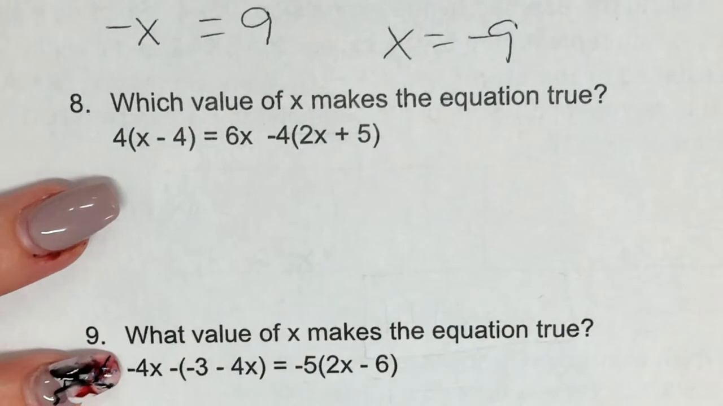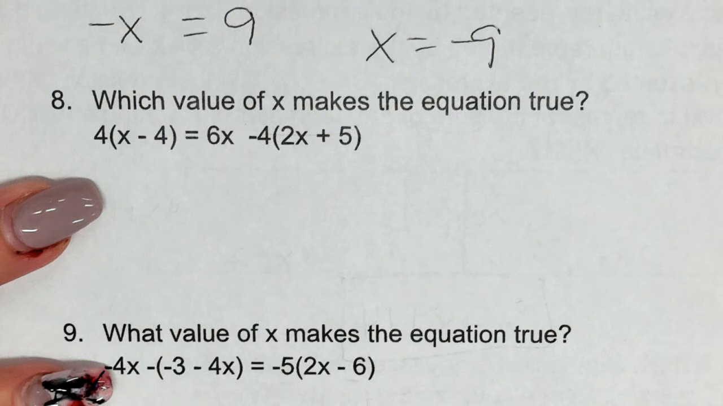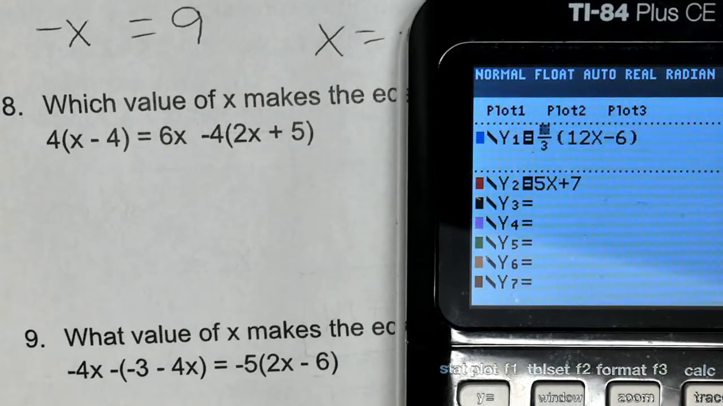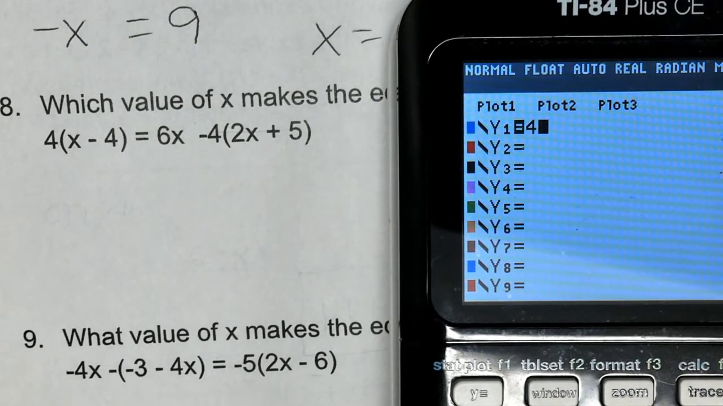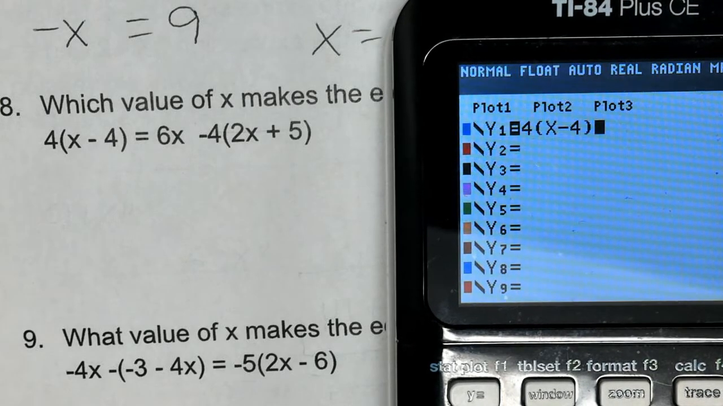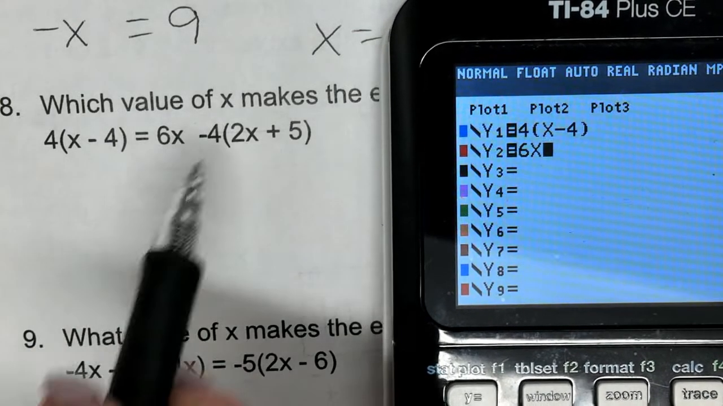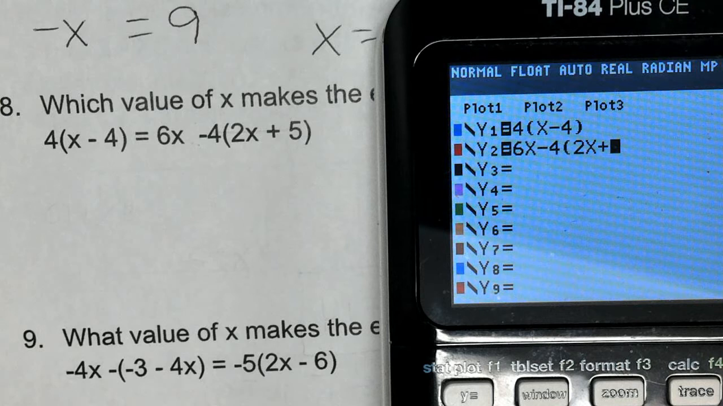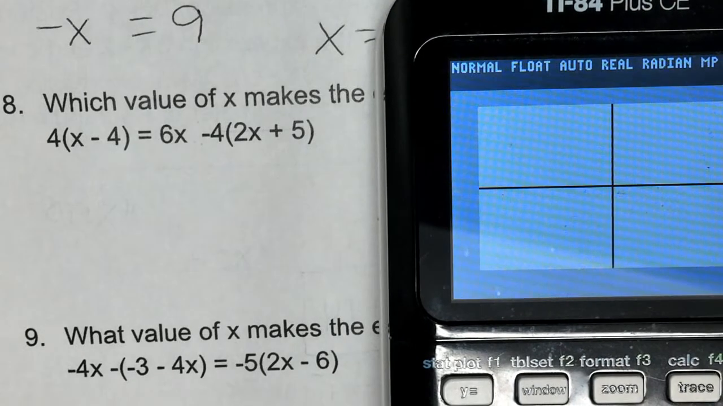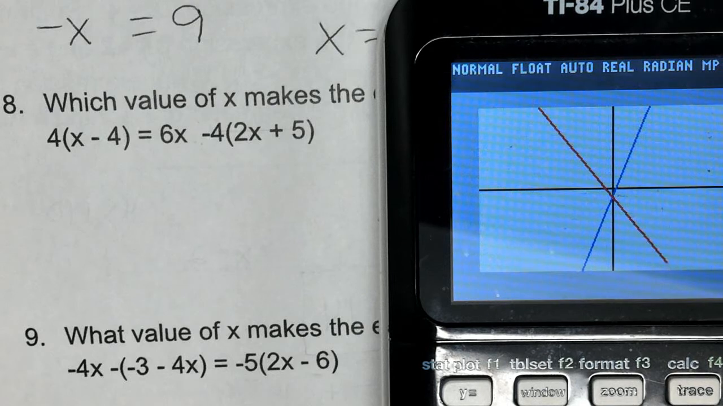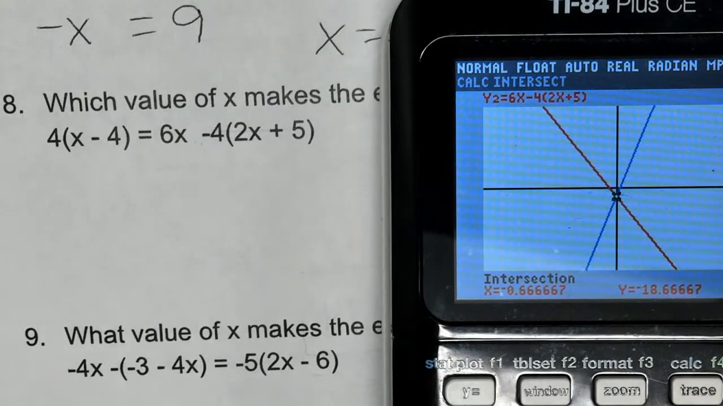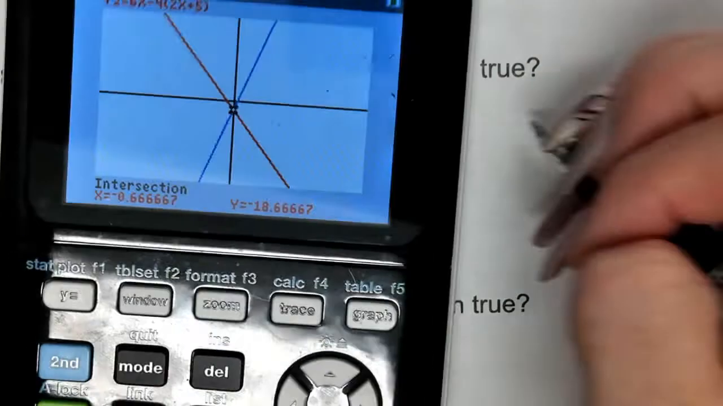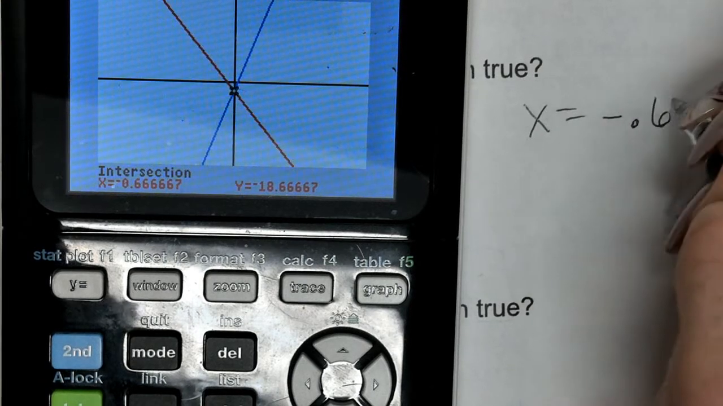All right, moving on. Could I do this one in my calculator? Yes. Can I put it in exactly how I see it? Yes. So I go to y equals. I would put in 4, open parentheses, x minus 4, close. 6x, what is this sign right here? Minus 4, open parentheses, 2x plus 5. Second trace, option 5. Enter, enter, enter, and I get this decimal. So could I change it, if they have fractions, could I change their fraction to a decimal? So I have x equals negative 0.67. I'm just going to round.